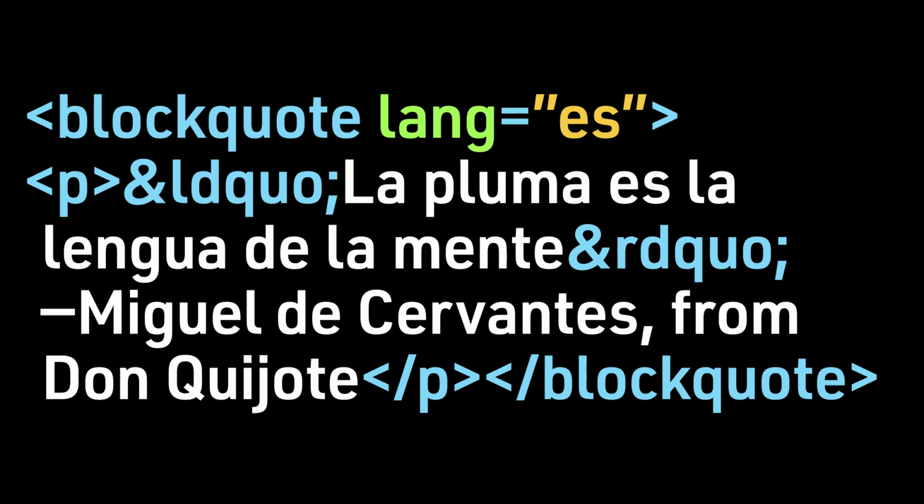In this example, the language is set to es, or español. Translated, "la pluma es la lengua de la mente" means "the pen is the tongue of the mind." And it's from Miguel de Cervantes' book, Don Quixote.